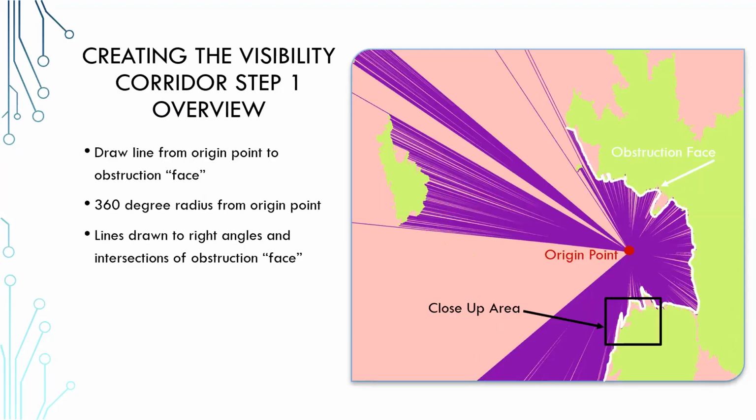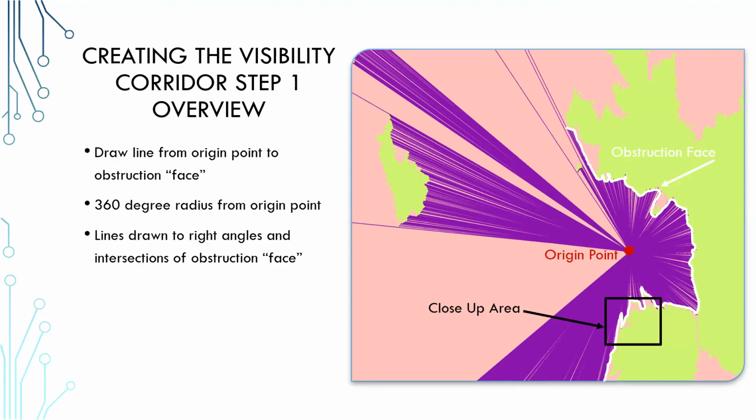So creating the visibility corridor steps. In order to create the visibility corridor, 3 steps must be completed. The first step is to draw lines from the origin point in red in a 360-degree radius to the right angles of the obstruction face in white. The lines must be limited to the point where the lines either 1, intersect another obstruction closest to the origin point, or 2, are drawn to the extent of the range of the UAV using the Create Feature tool.